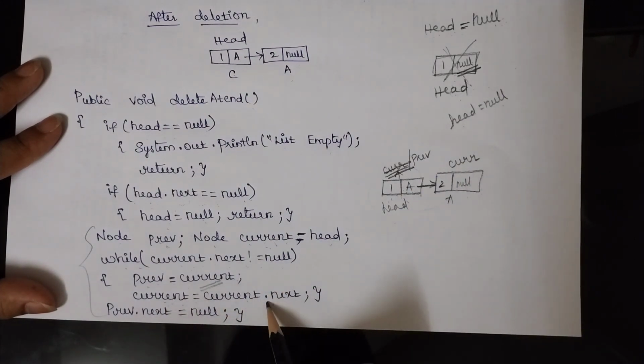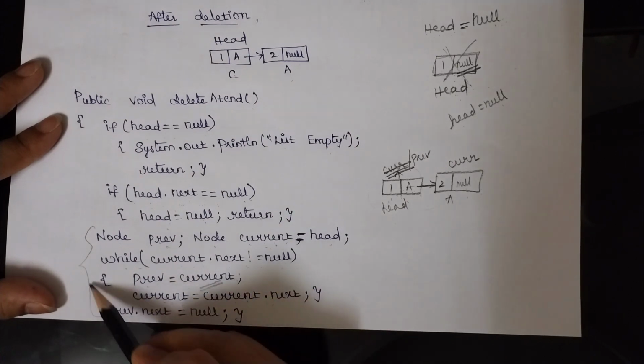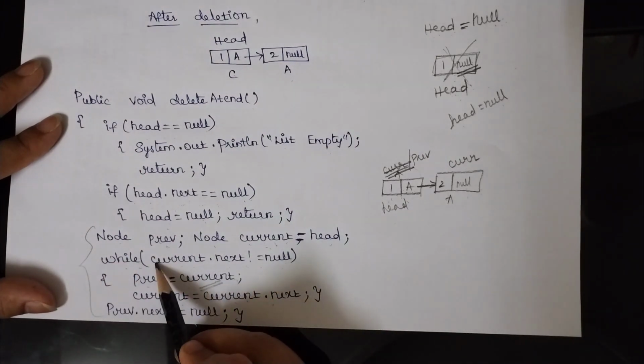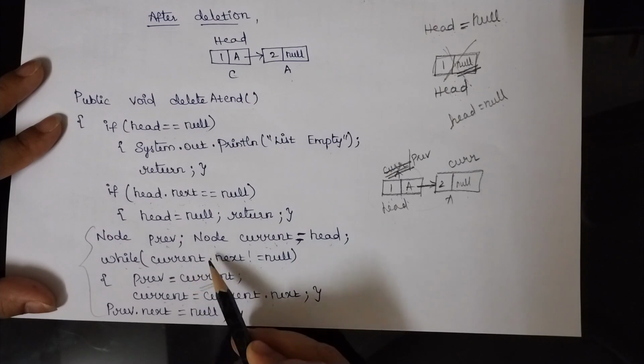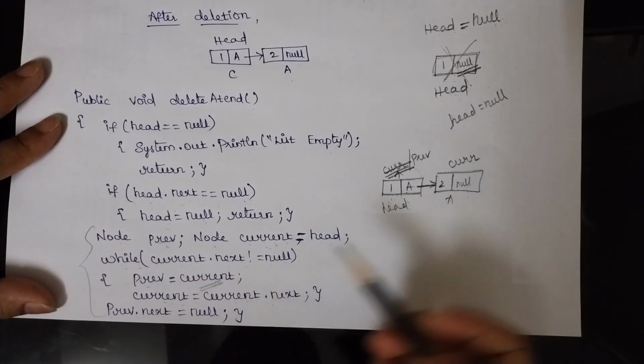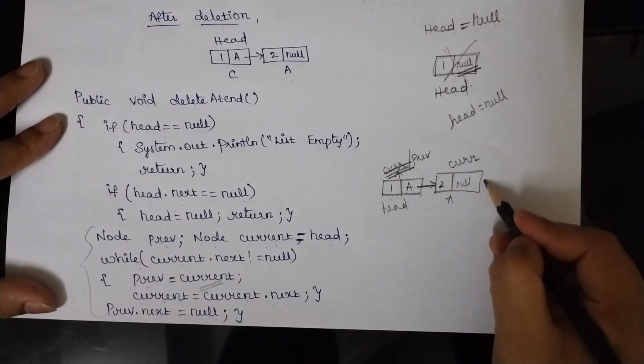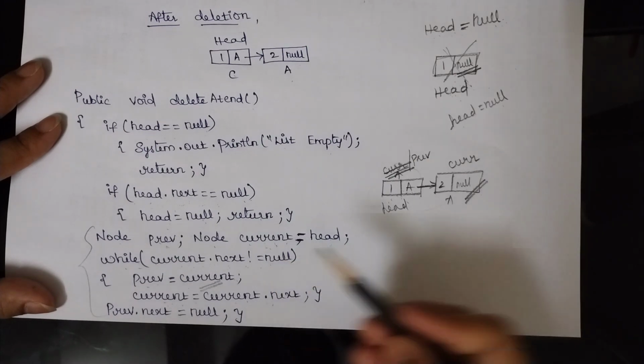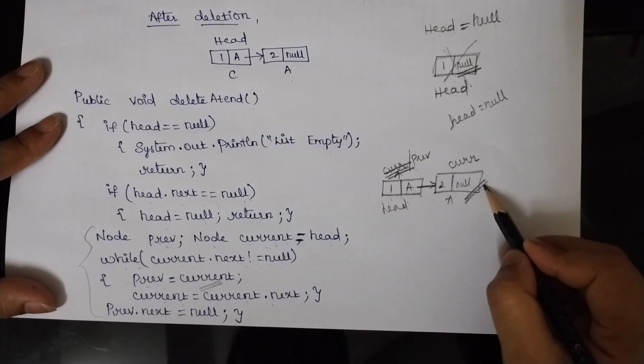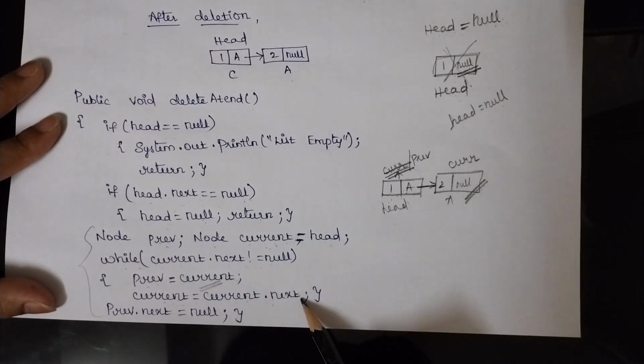Once my current node gets changed, I'm going back here. My iteration starts from here again, and it checks whether my current dot next is not equal to null. What is my current dot next? It is null. It is not satisfying this condition because it is null now. If it is null, then this block will not get executed, and it will come out of this block.